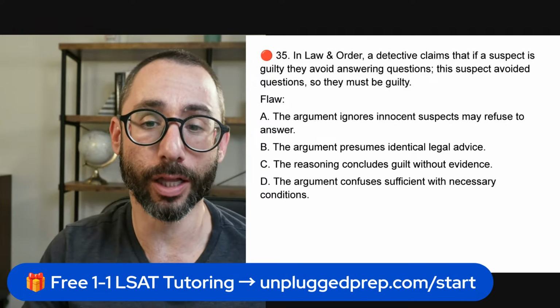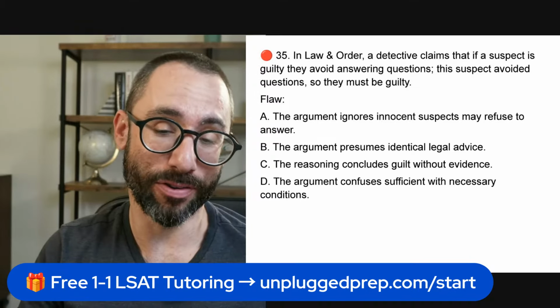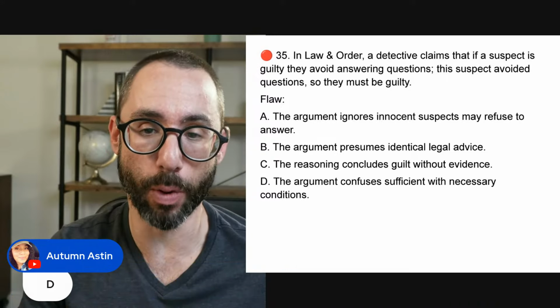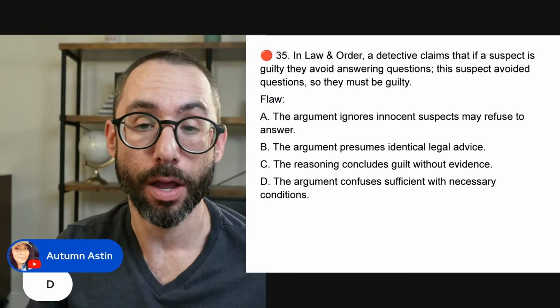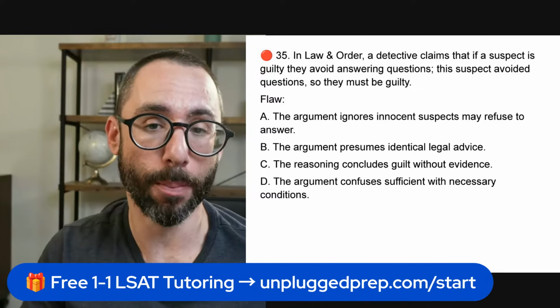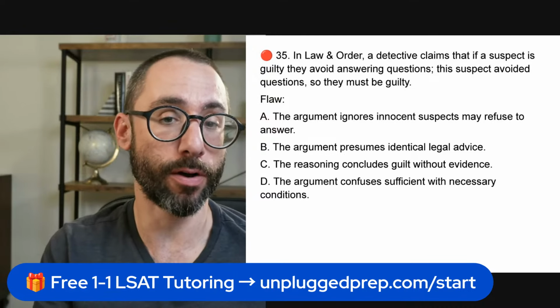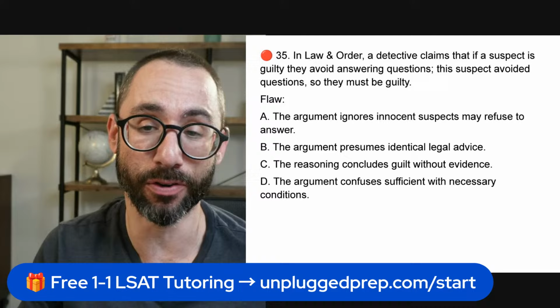C, the reasoning concludes guilt without evidence. They do have evidence though, but their evidence is just not properly taken, right? So they're mixing things up. I see Autumn says D as well. They are giving or trying to give evidence at least, but it's just not well done. And so they're going backwards on the arrow. Again, the reasoning would go, if guilty, then avoid. Then they're concluding avoid, therefore guilty. Confusing necessary and sufficient conditions, going backwards on the arrow.